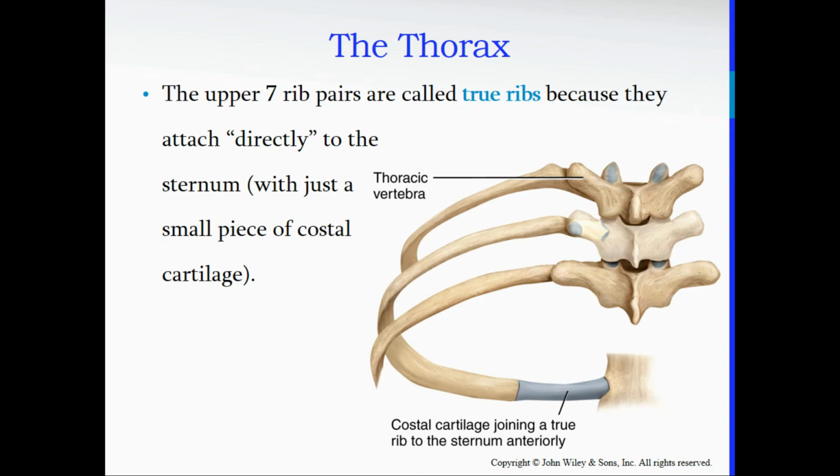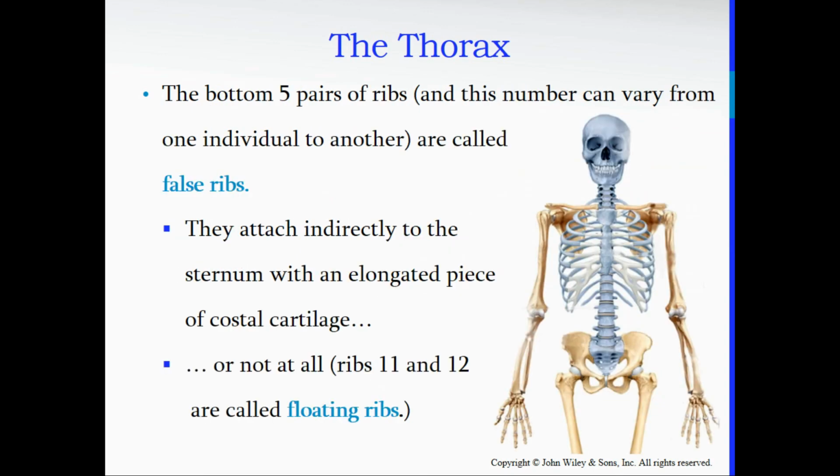And all of that I just said is going to be examined right here. The upper 7 pairs of ribs are called true ribs because they attach directly to the sternum with just a small piece of costal cartilage. The bottom 5 pair, and this number can vary from one individual to another, are called false ribs. They attach indirectly to the sternum with an elongated piece of costal cartilage, or not at all, as in ribs 11 through 12, which are referred to as floating ribs, like I just said 2 slides ago. And that is all I have for the axial skeleton.